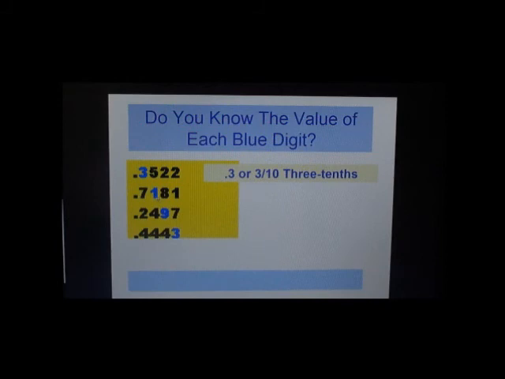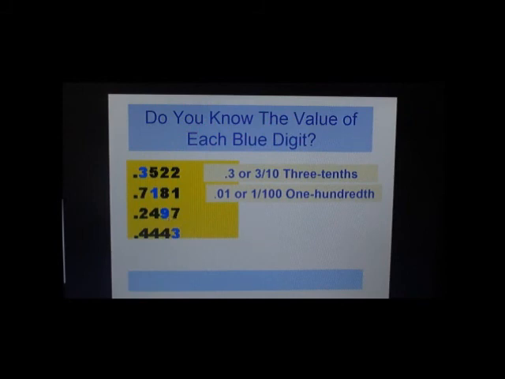This blue digit in the second value is in the hundredths place. So 1 is the numerator, and hundredths is the denominator. That's what it sounds like when we say it. And that's what it looks like when we make it into decimal fraction form. Notice you don't see the denominator. It's all according to the place that it's in.